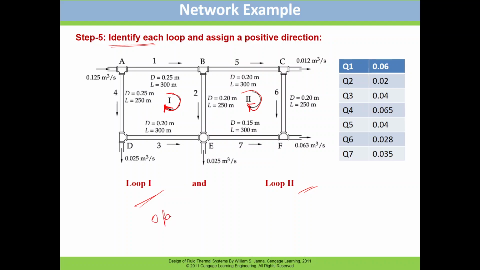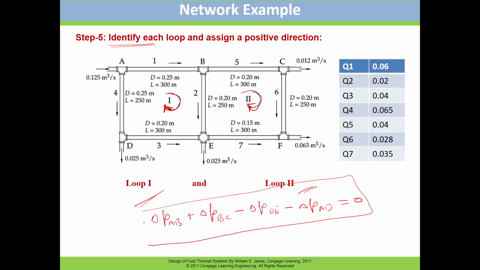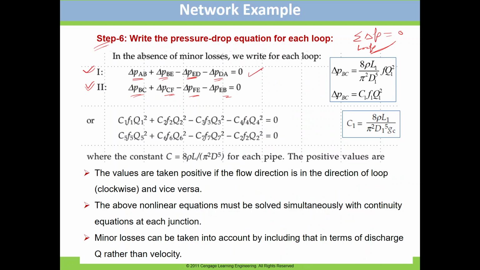This way, that means the ΔP from A to B plus ΔP from B to C, minus ΔP from D to E, and minus ΔP from A to D, equals 0. So this equation we need to set up like this. The same equation we can set up for loop 2. So these are the two equations that we got for loop 1 and loop 2.